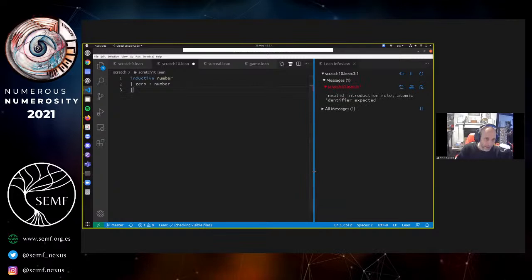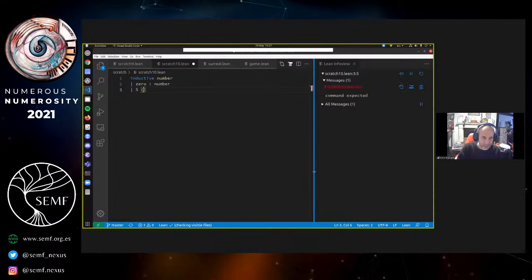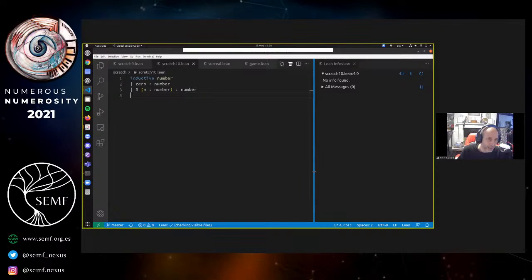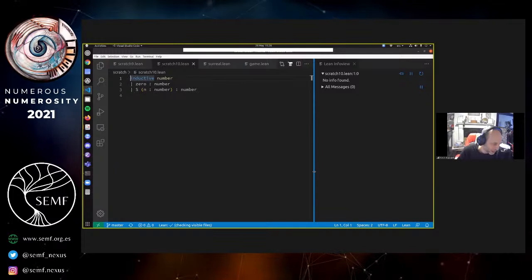So I'm going to write it like this. If n is a number, s of n is going to be a number. So I've written it like that. And now I'm going to stop writing because that's it. That's it. This looks a little bit intimidating, especially if you've never seen these things before.